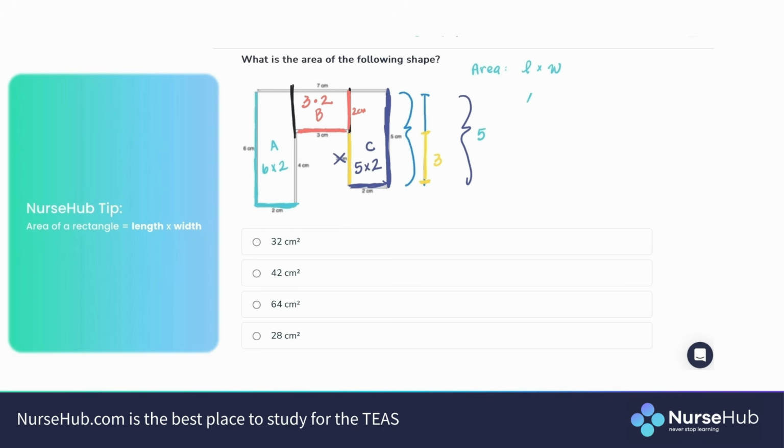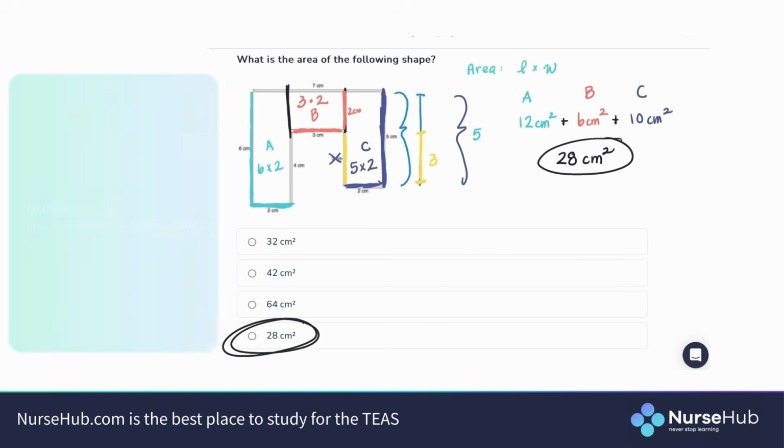Now I just find the area of all 3 of them. Area of A, 6 times 2, that's going to be 12 centimeters squared. B, 3 times 2 is just going to be 6 centimeters squared. And C is 5 times 2, so that's 10 centimeters squared. Add all 3 of them together. 12 plus 6 is 18, plus 10 is 28. So your final answer, 28 centimeters squared. And boom, you've just tackled an irregular shape.